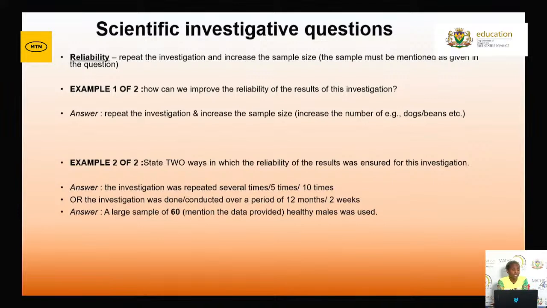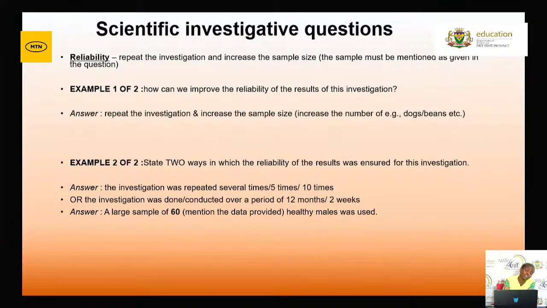Then we move to reliability: repeating the investigation and increasing the sample size. And then please remember that you have to mention the sample as given in the question. Then I will give you an example. I have two examples here. The first one is as follows. How can we improve reliability of the results of this investigation?